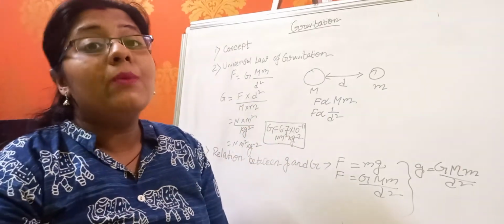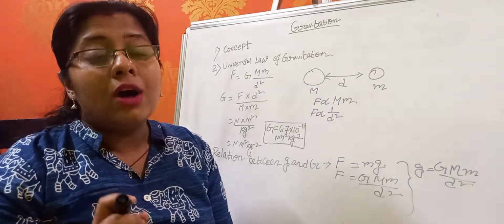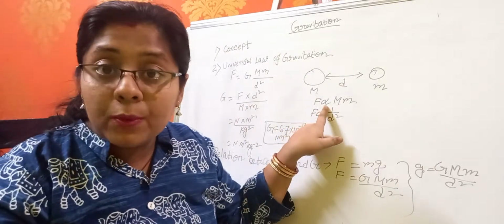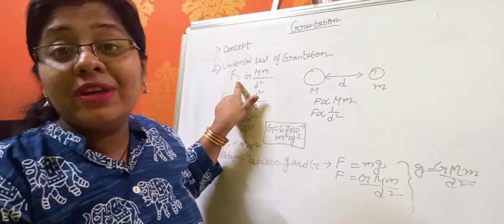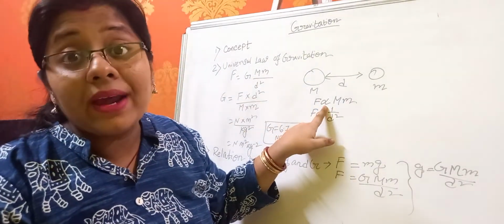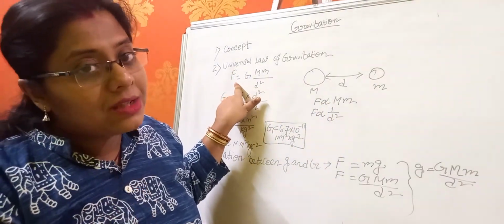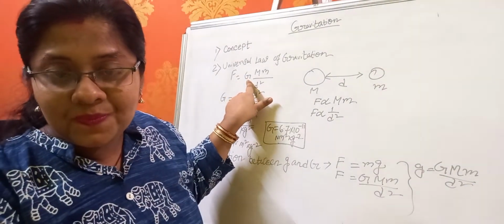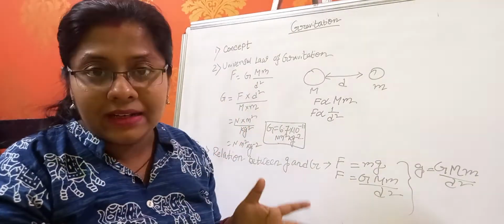So you may ask me, what is capital G? G is called the constant of proportionality. Here this is the symbol of proportion, this is also the symbol of proportion, but here I have given the equal symbol. So from the proportional symbol, how can I give the equal symbol? Definitely I require a constant. Here capital G is that constant. And we say this is the universal constant.